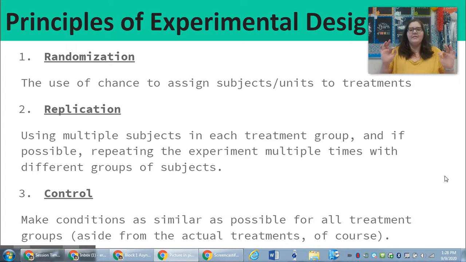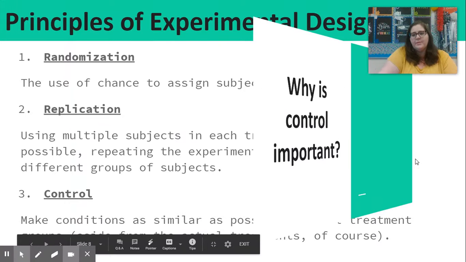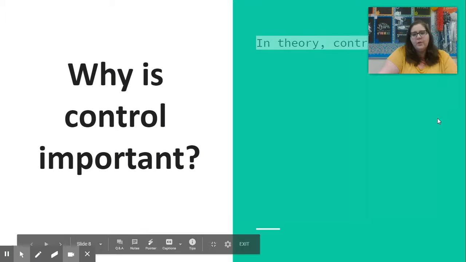We set out rules. So if we're testing a medication, we might tell them, don't take any other medication. Don't do any kind of treatment that might affect your response or the way you react to this particular medication. We're just setting rules in place so that things are as similar as possible. But there are other ways that we can specifically control. So why is control important?